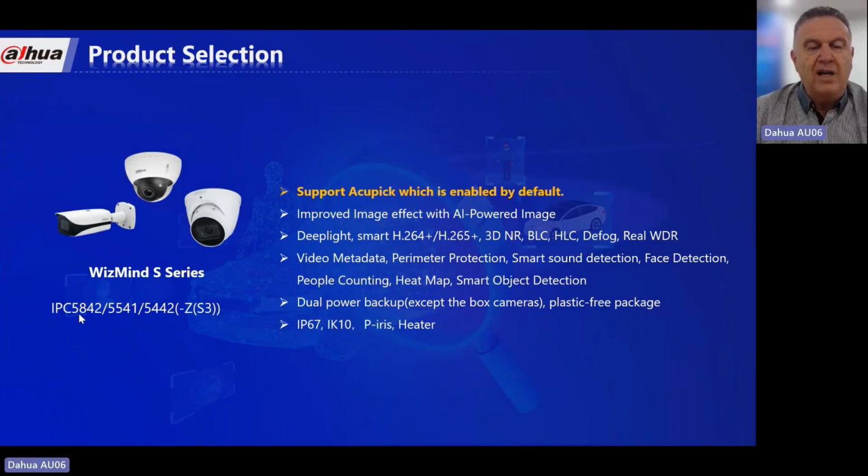The 5.8, the 5.5, the 5.4 ZS3 range, that's the 3rd generation of these 5 series cameras, which include the WizMind S series, the 8 megapixel, 5 megapixel, 4 megapixel available in the bullet, in the dome, in the turret, are all AcuPick enabled by default.